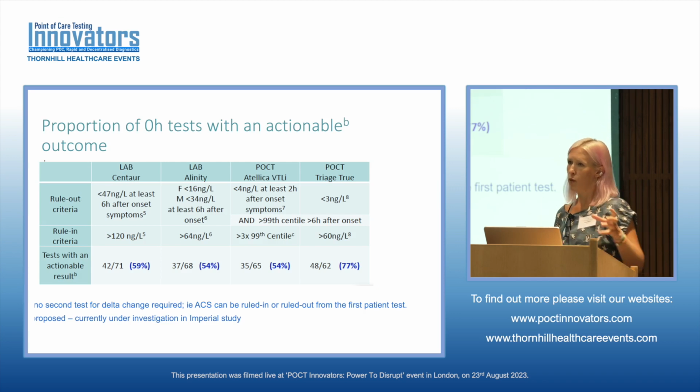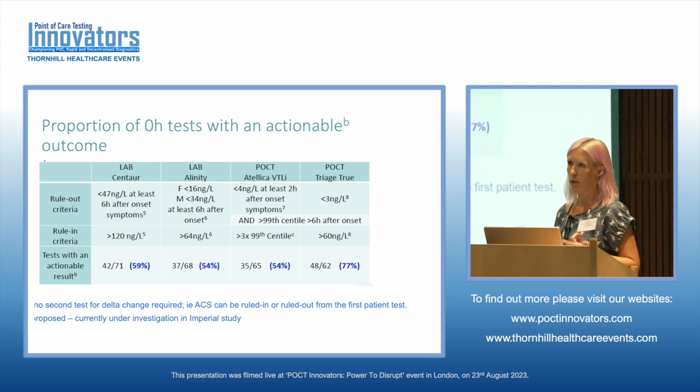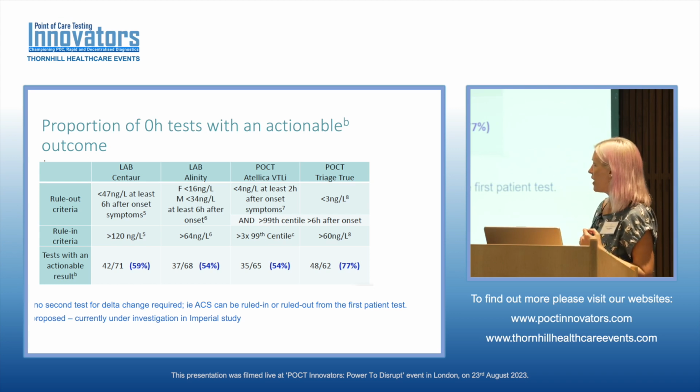So that's ability to rule out on the first test. Then I wanted to look at overall actionable results for the first test. So I'm looking at rule in as well. Here I've given rule out criteria, the same as before. Ruling in criteria, these are the levels either in clinical guidelines or the published data from Quidel and Siemens, which would allow you to rule in an MI, refer your patient onto cardiac cath lab and not do a delta. And these are the percent of tests that fit those criteria that had an actionable result on the first test. So you can see here 54% for Analytical and 77% for Triage True.